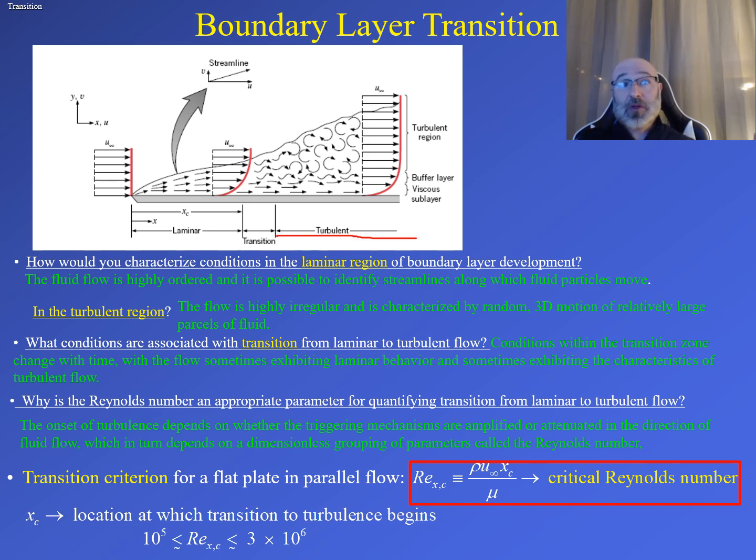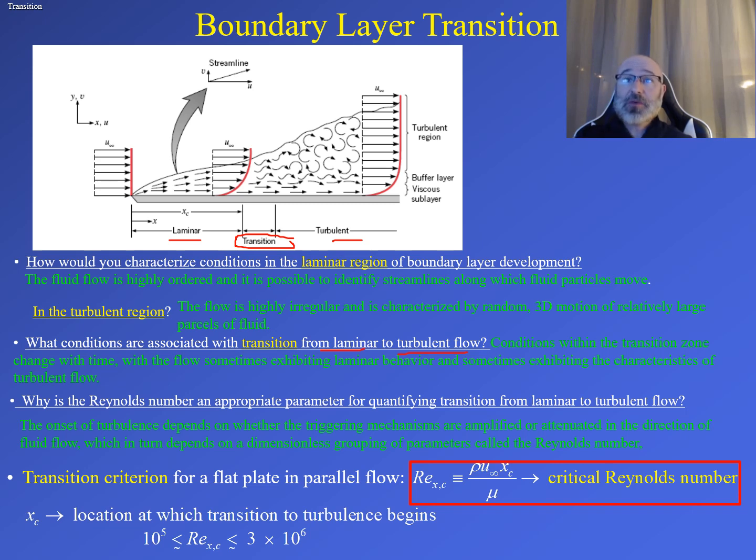So in the turbulent region, how do we characterize the conditions of our boundary layer development? Well, the flow is going to be highly irregular and is characterized by random 3D motion of relatively large parcels of fluid, and we can see that shown in our diagram right here for our turbulent region. Now what about this region in between, our transition region right here? What conditions are associated with that transition from our laminar to our turbulent flow?